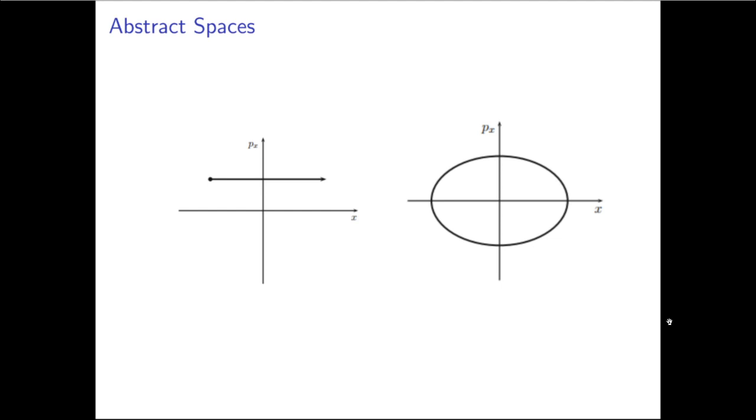So in a basic sense, an abstract space is not a geometric space, but a function space. As I stated before, it's a useful way to gain intuition into the behavior of a system. Now let us look into the diagrams at hand. We have two similar-looking diagrams. This is called a phase space, as we have mentioned before.